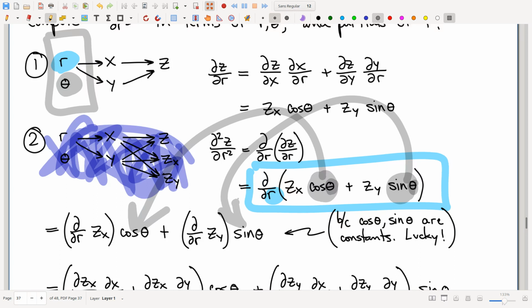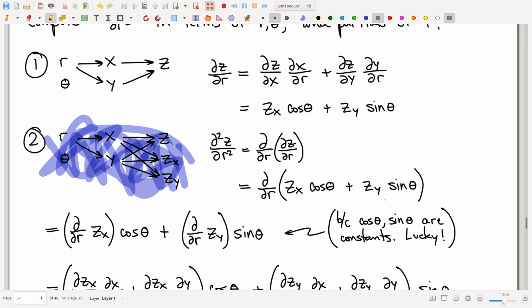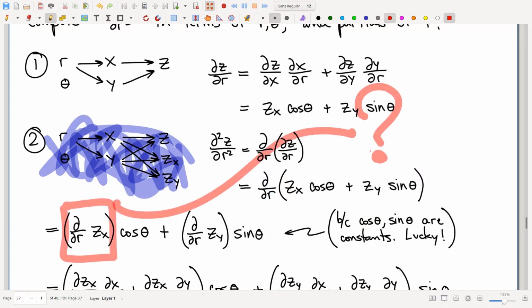Okay. And now's where we have to start really thinking carefully about where to go from here. We've got to figure out, what does this thing mean? What do I mean by the partial with respect to r of zx? I'm going to start by telling you what it doesn't mean. It's a common misunderstanding, a common mistake that I see on student papers all the time. And I'm going to show you where this landmine is so you can make sure not to step on it.